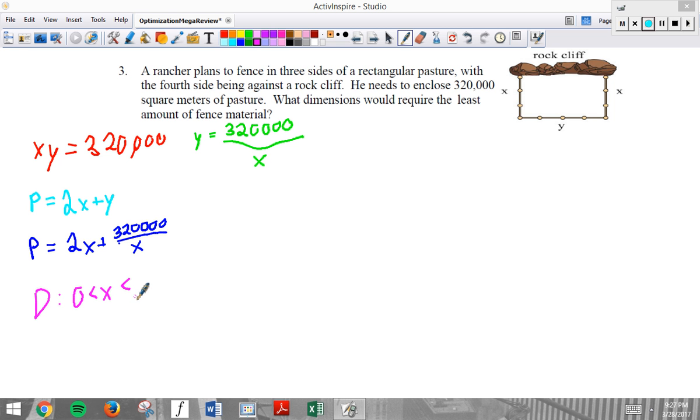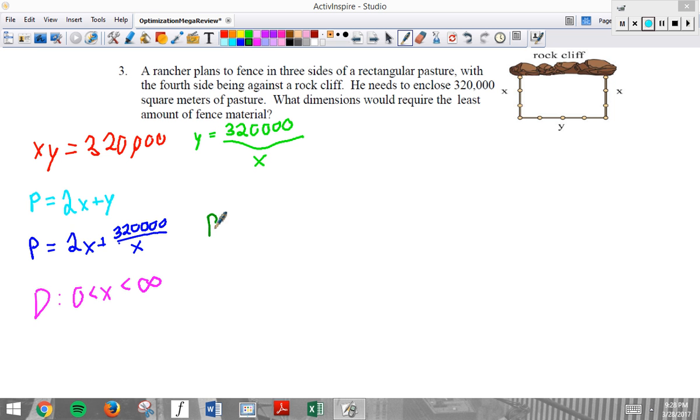Is there a maximum value for x? No. Why? Because if x was a million bajillion, y would just be 320,000 divided by a million bajillion. And guess what? That's still some positive number. It's really tiny. At that point, there's no reason to even have the fence. But we have to consider it when we do our calculus.